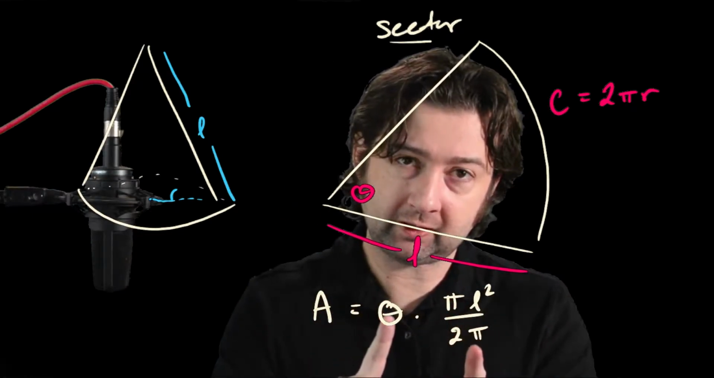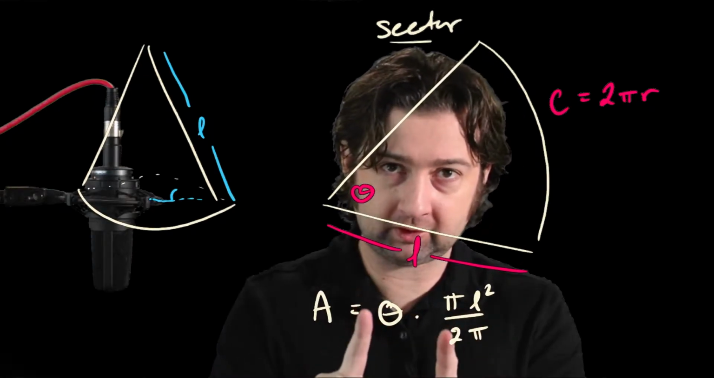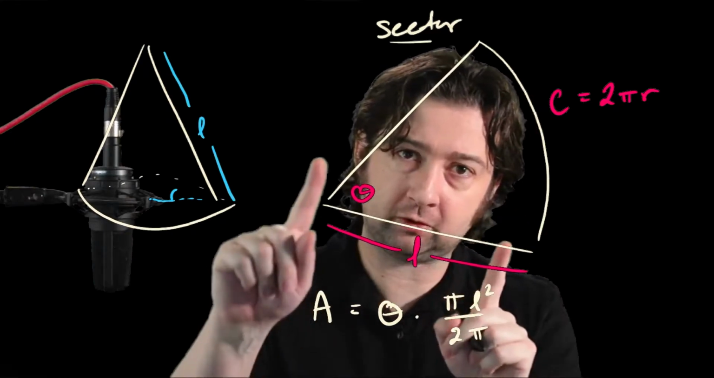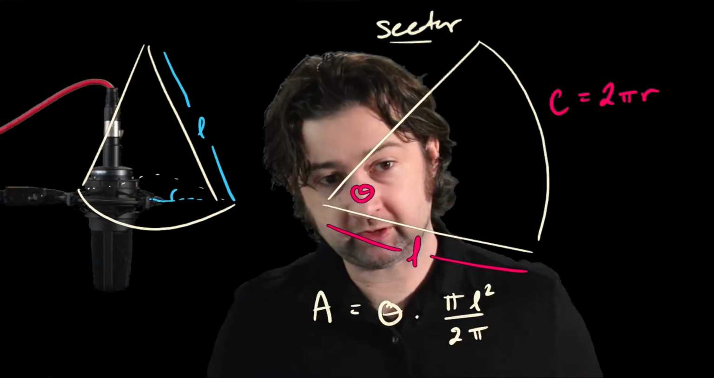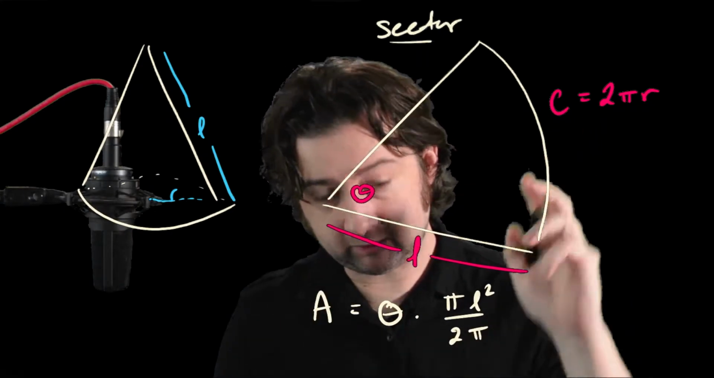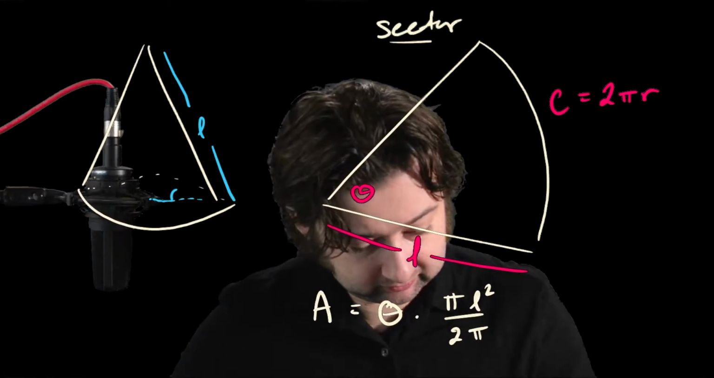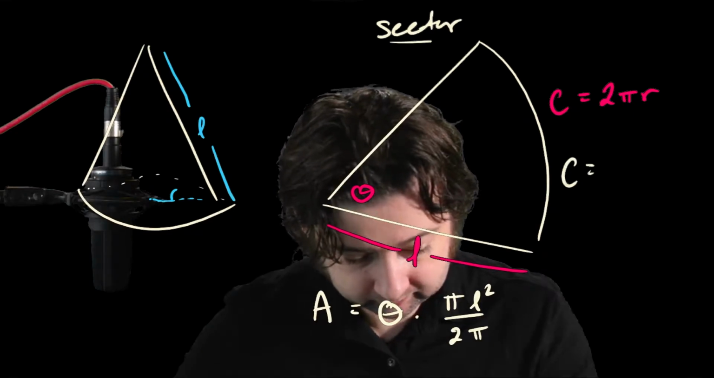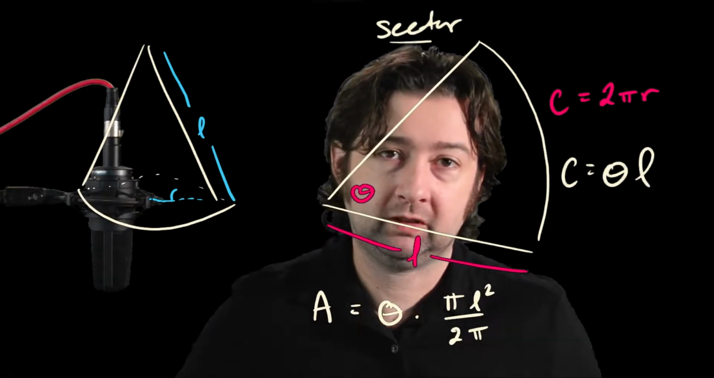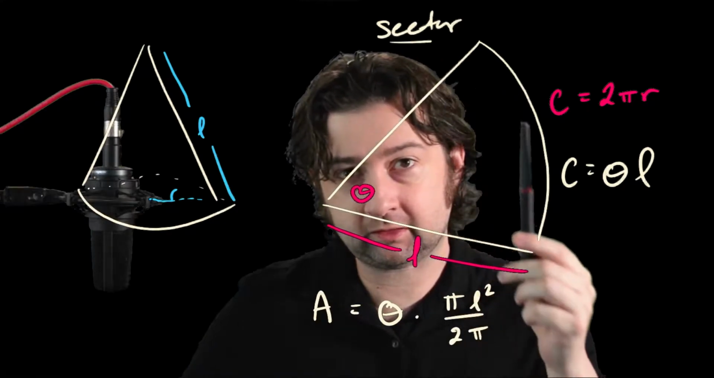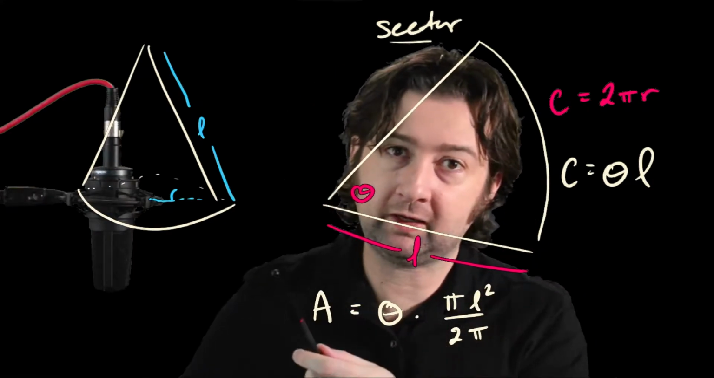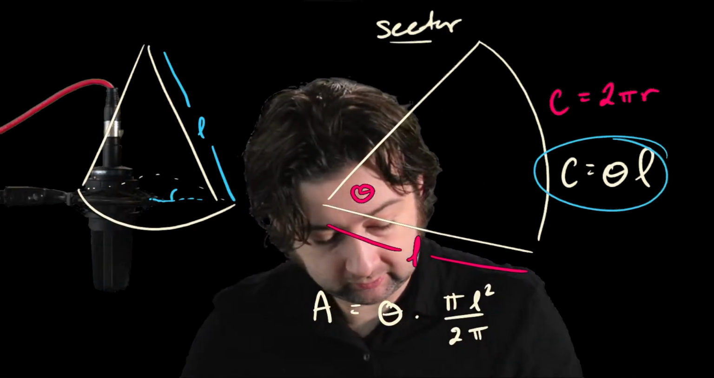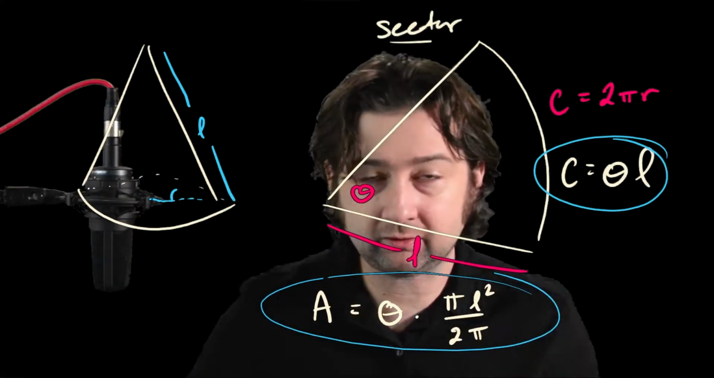The theta over 2 pi measures the portion of an entire circle that we're dealing with. And the pi L squared is the area of the whole circle that has L as a radius. We have another formula that relates theta to the circumference out here. And that formula is that this length on the outside is also equal to theta L. That is, the length of the arc on the outside of a sector is equal to the central angle times the radius of the sector. And what we can do is combine this formula with this one, and we can cancel the thetas out.